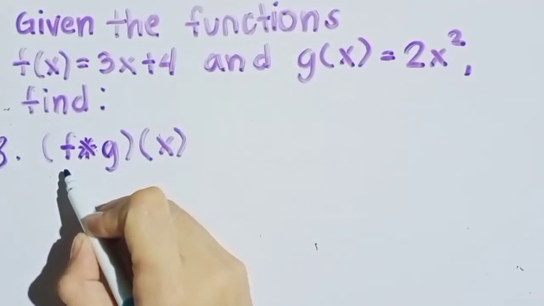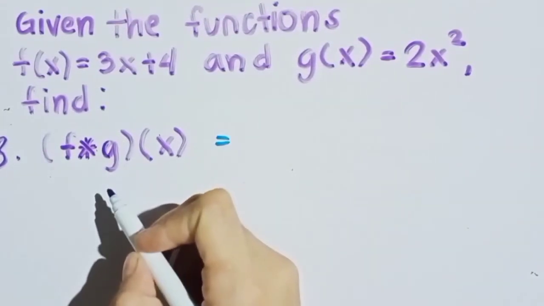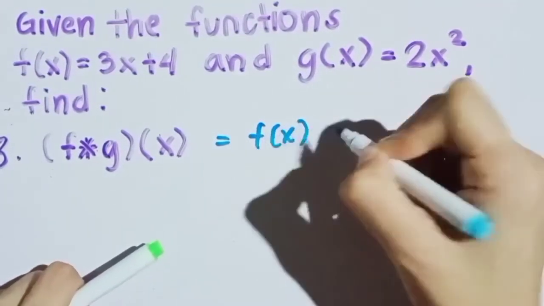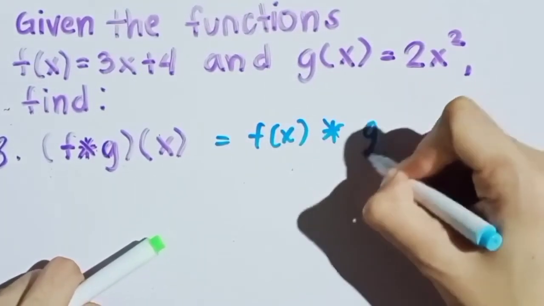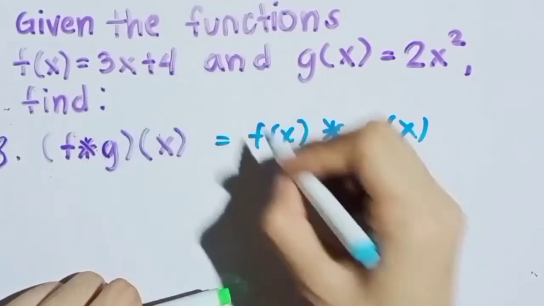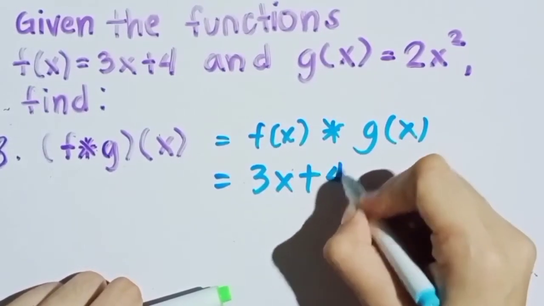Number 3, f times g of x. So, dito, kukunin lang natin yung product ng dalawang function. So, yung ating f of x times g of x. So, ano yung f of x natin? So, ito. So, 3x plus 4.